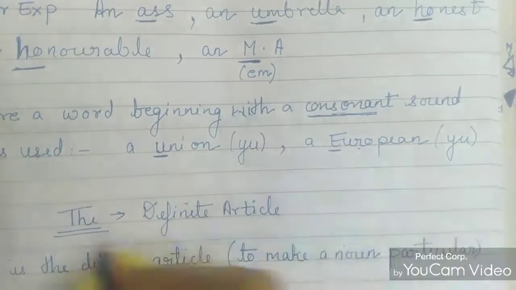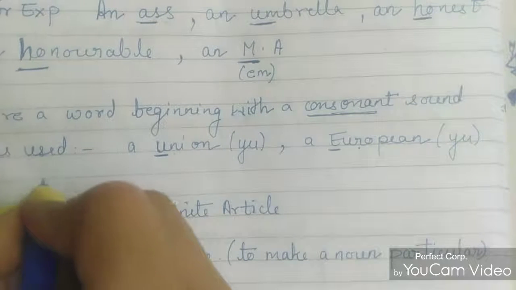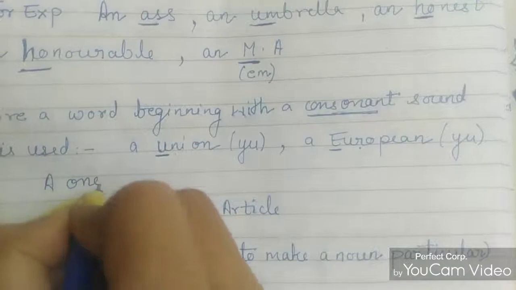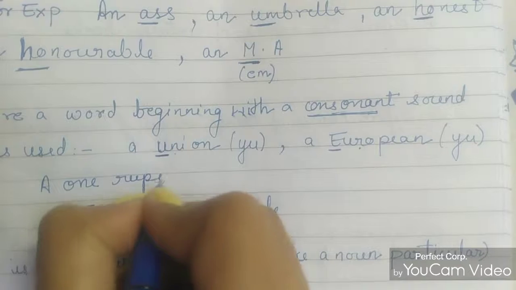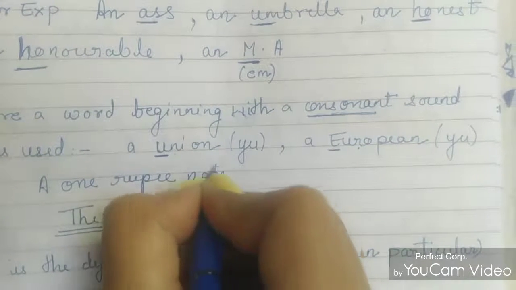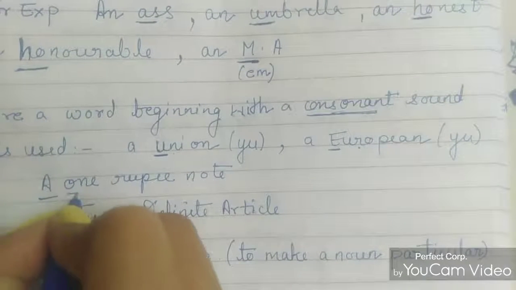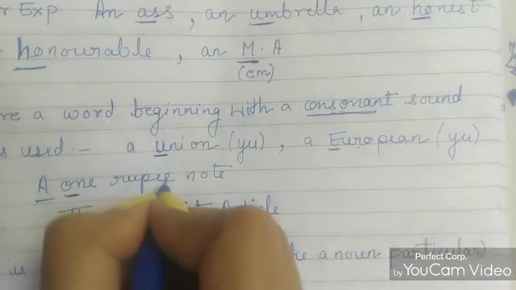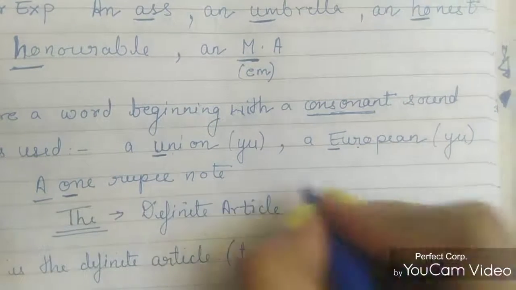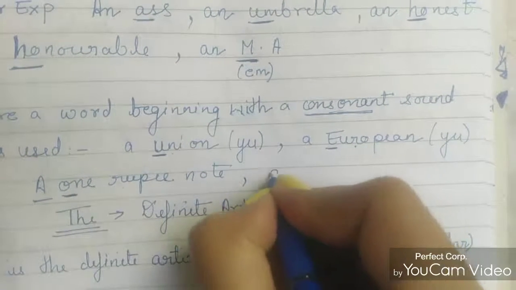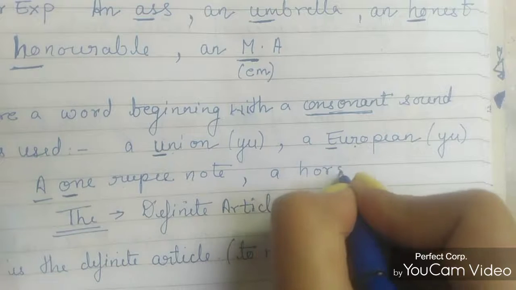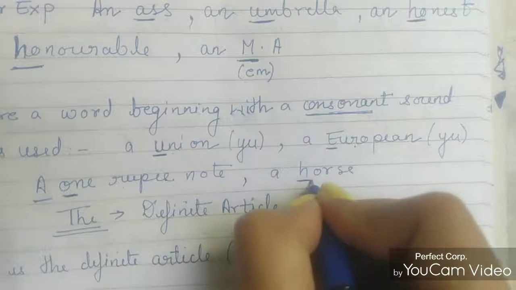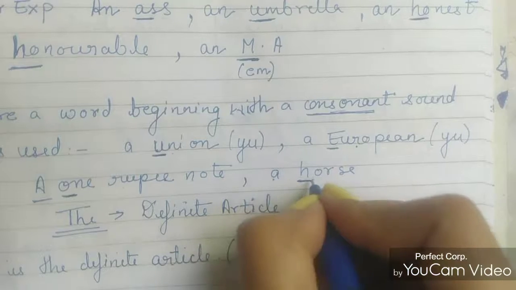Okay. Next is a one rupee note. So a one rupee note, a one. It is a vowel letter but not a vowel sound. So it is a one rupee note. Next example, a horse. Here h is pronounced and it is stressed. Okay, so we will write a horse.